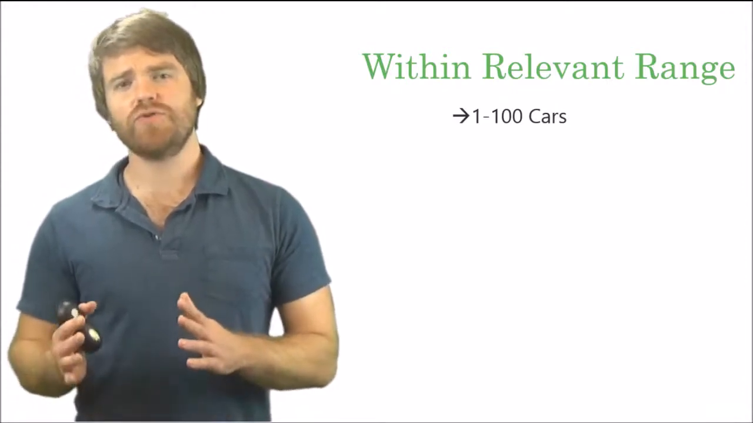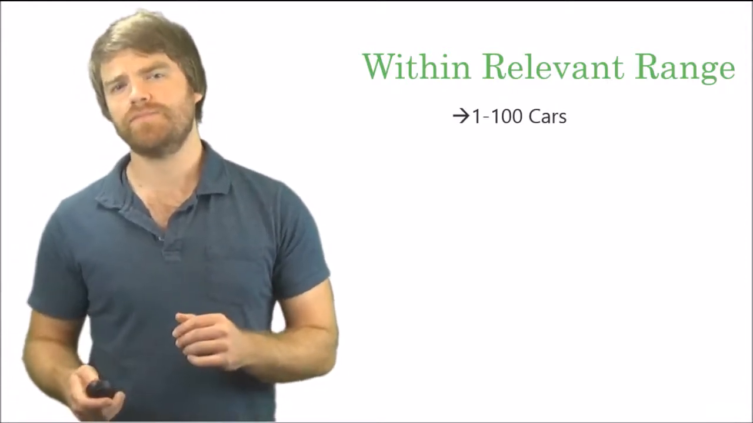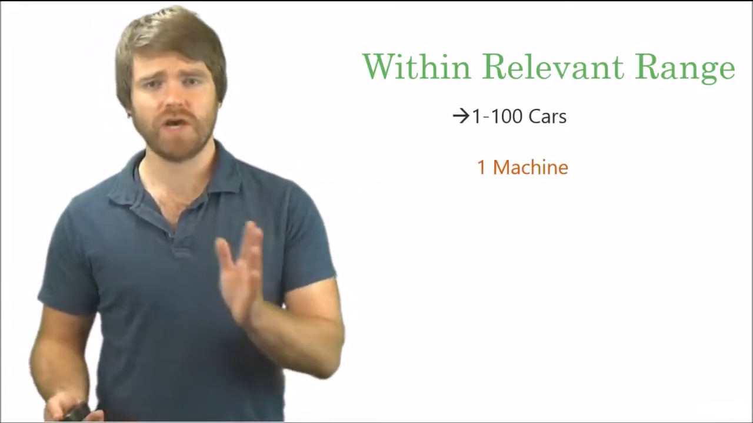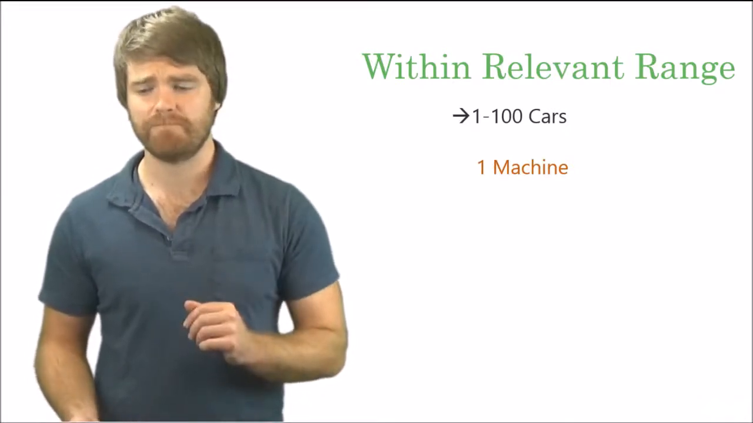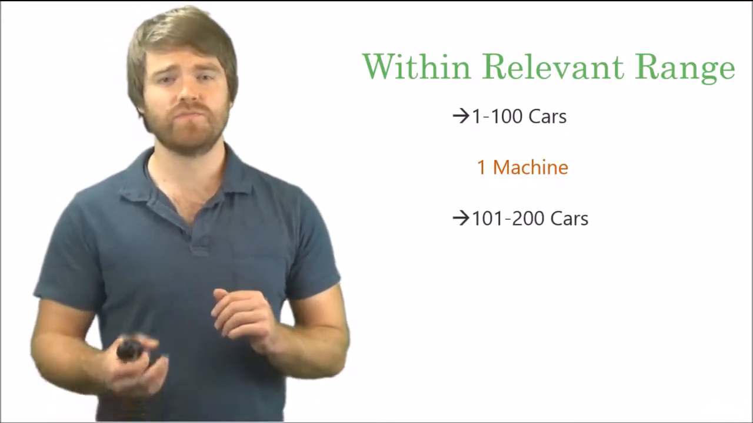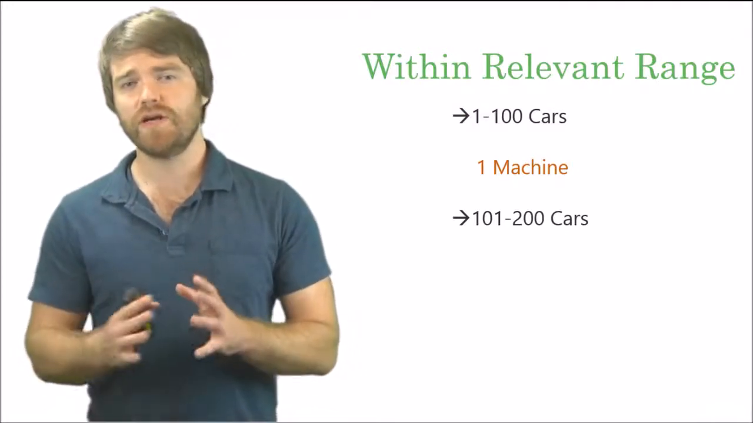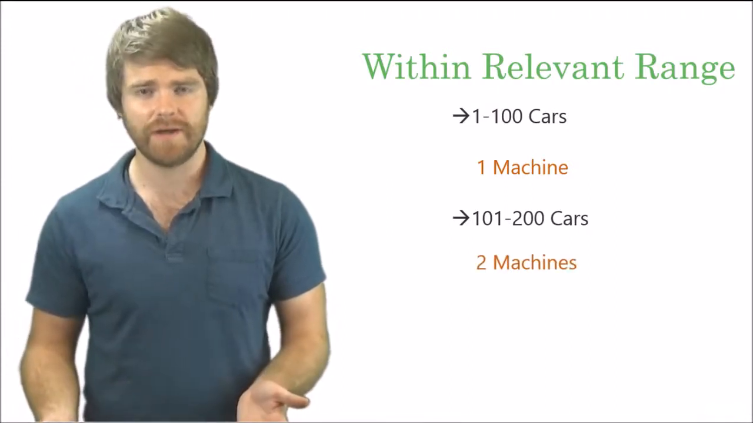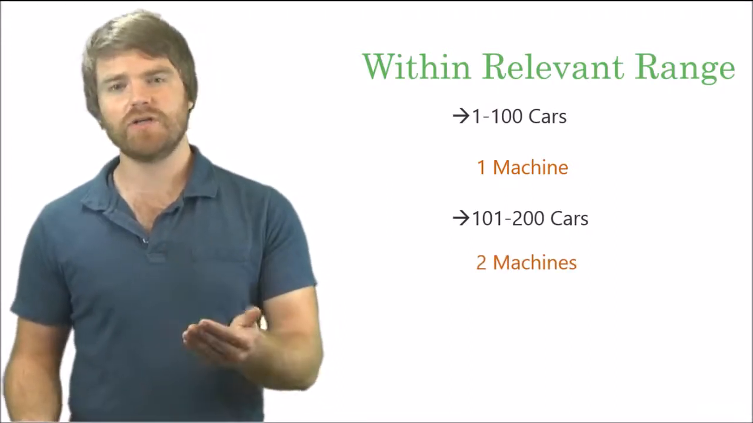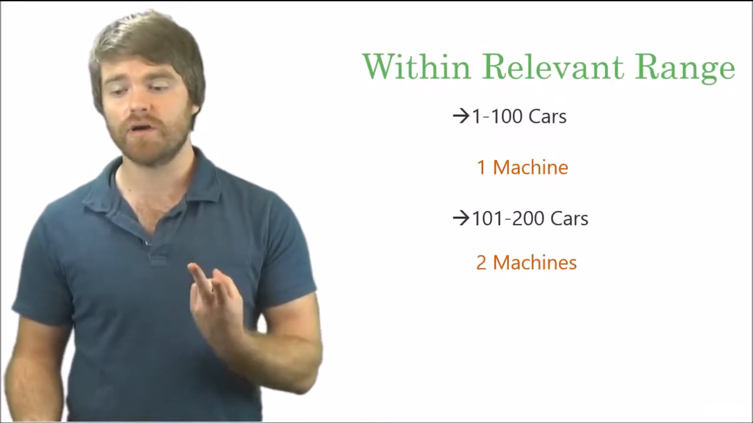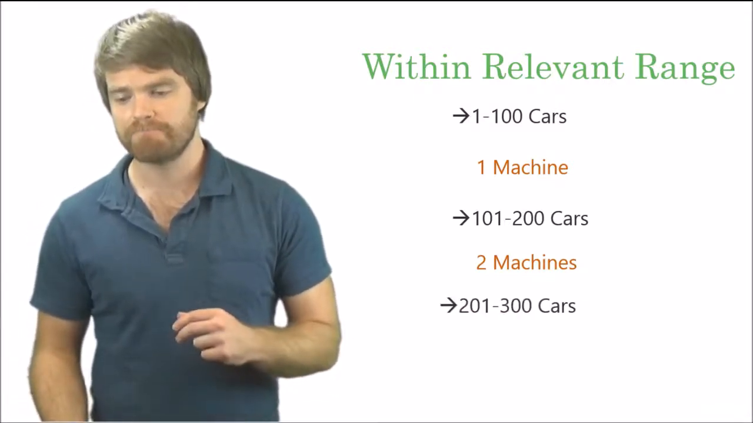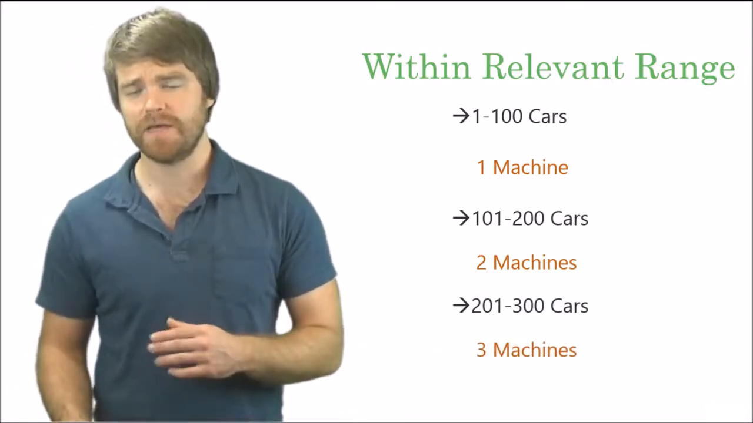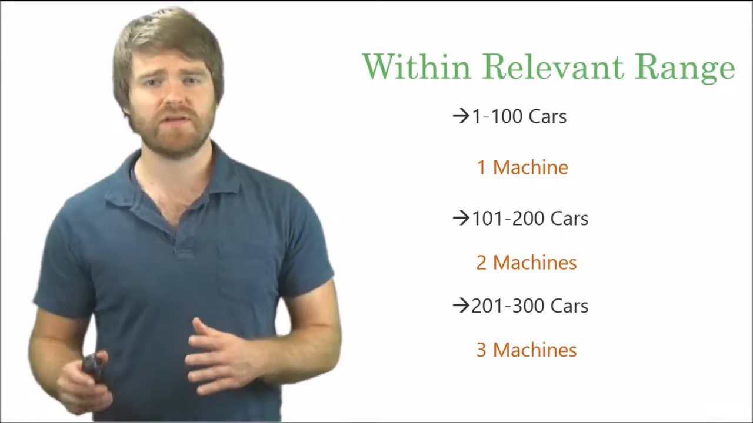Let's say that you produce between 1 and 100 cars. To do that, you're going to need one machine. To produce up to 100 cars, you need one machine. Now, if you want to produce an extra 100 cars, between 101 and 200 cars, it's going to take you two machines, right? That makes sense because 100 cars takes one machine, so 200 cars will take two machines. And up to 300 cars, you're going to need three machines. This is important. Each machine is a fixed cost.